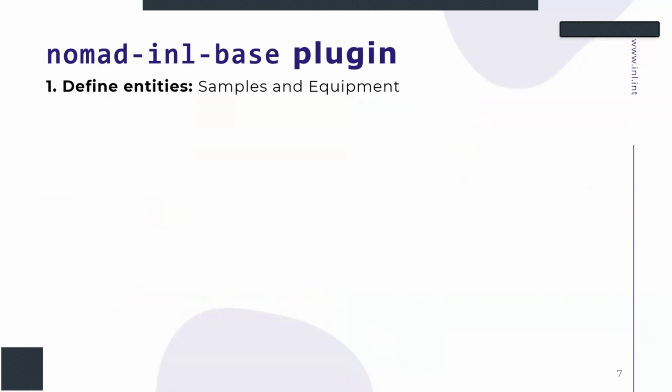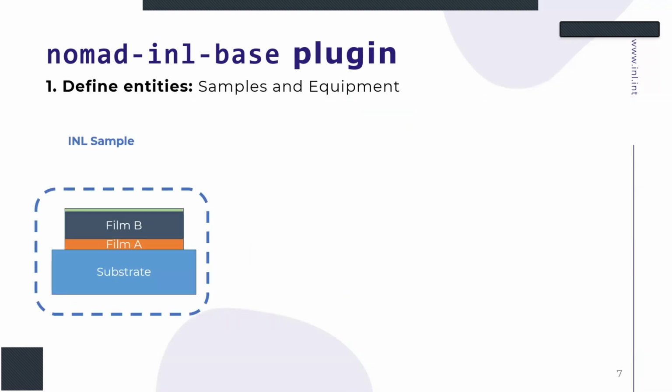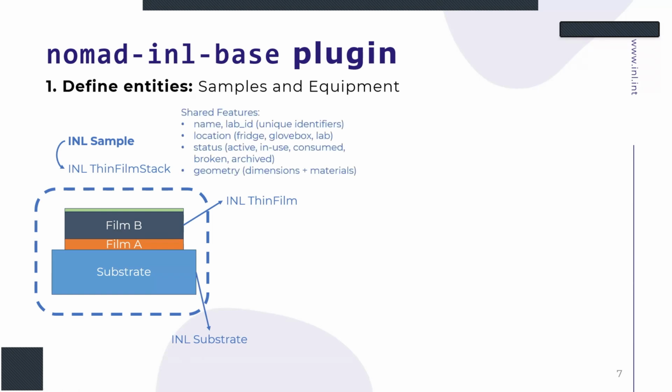So I would like to talk a little bit about the plugin. We first define some entities: samples and equipment. The samples normally look like this. We have a substrate and a lot of thin films on top of it. So we have an INL thin film stack, composed of an INL thin film and a substrate, following the same thing that we have in material processing. And these have a name, where the sample is, what the status of the sample is, because sometimes we cut samples and do different processing, what the geometry is, and the normal things.